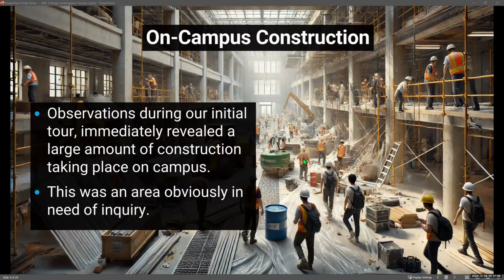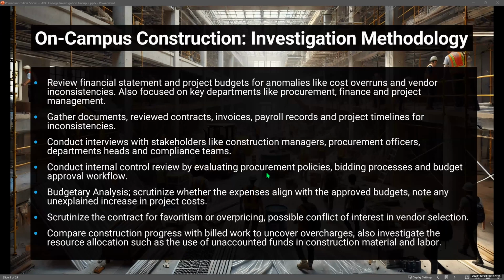So, with on-campus construction, again, we saw it right during our initial tour. There was a ton of construction going on, an obvious area of inquiry. The method of investigation followed by our teammate who undertook this sub-investigation was to review financial statements and project budgets to look for anomalies like cost overruns and vendor inconsistencies, also to focus on key departments like procurement, finance, and project management.